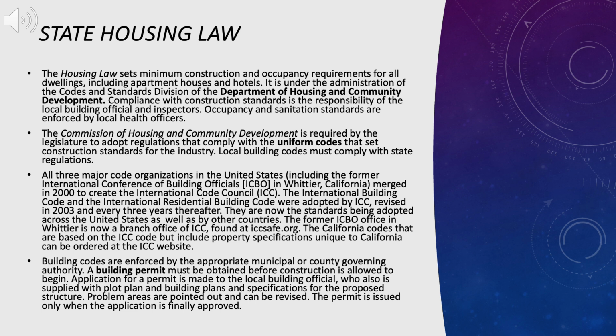The California codes that are based on the ICC code but include property specifications unique to California can be ordered at the ICC website. Building codes are enforced by the appropriate municipal or county governing authority. A building permit must be obtained before construction is allowed to begin. Application for a permit is made to the local building official, who also is supplied with plot plan and building plans and specifications for the proposed structure. Problem areas are pointed out and can be revised. The permit is issued only when the application is finally approved.